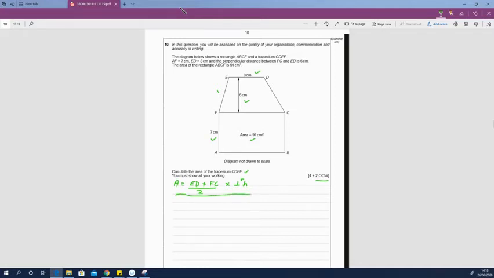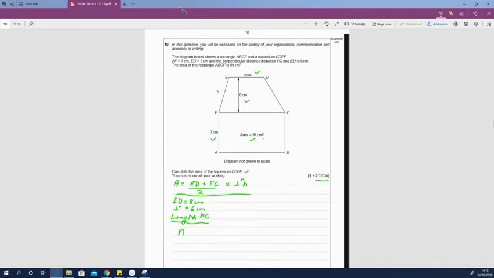Now let's see what we already know. We don't know the area. We know the length ED because we're given it, which is 8 centimetres. We know the perpendicular height, which is 6 centimetres. We don't know the length of FC. But we are able to work that out because we're given this rectangle below. We know the area and we know one side.